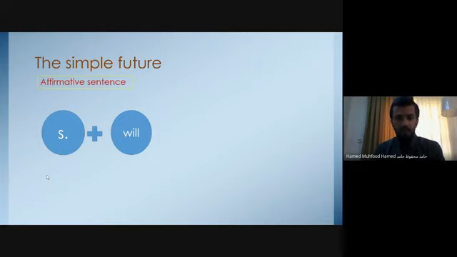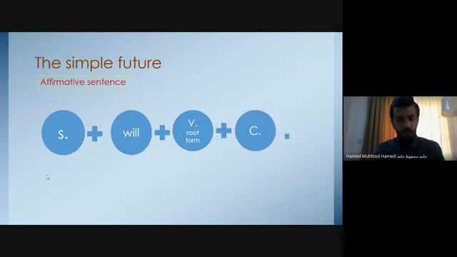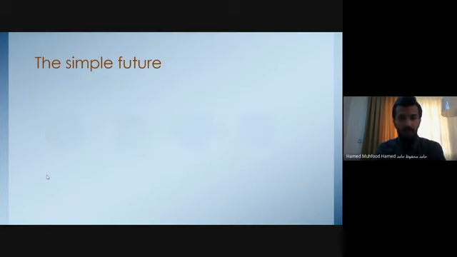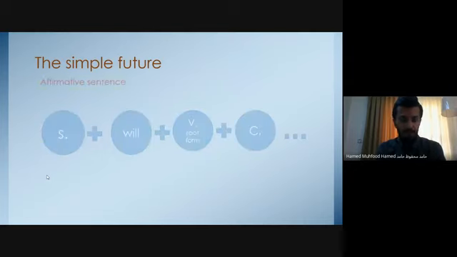So we start the affirmative sentence with a subject, and then we should have will, which should be followed by the main verb of the sentence. It should be in its root form, and then we may have a complement. And of course, we should never forget about the period, the full stop at the end, right? So this is how to form an affirmative sentence in the simple future tense. Can you give me examples?